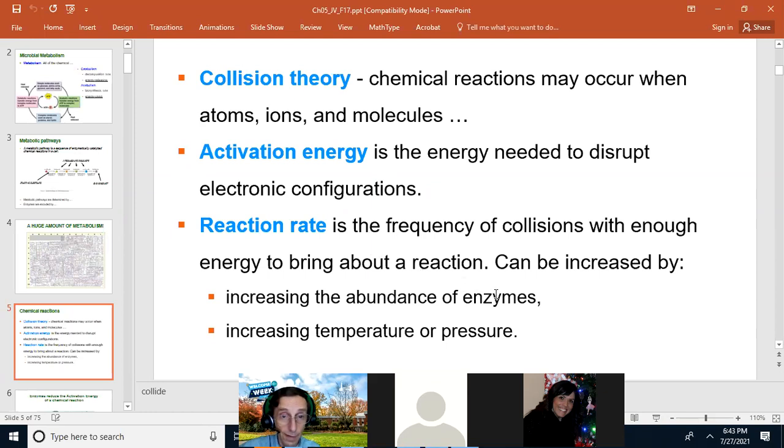You can also increase the reaction rate by increasing the temperature. When you increase the temperature, the molecules move around with more energy, and because they're moving more, they're more likely to collide, and if they collide, they also have more energy, and so you're more likely to get the reaction to proceed. If you increase the pressure, that does the same as increasing the temperature, and that's not something that's intuitive, but if you increase the pressure, you do increase the reaction rate.